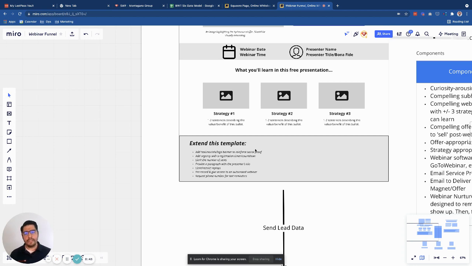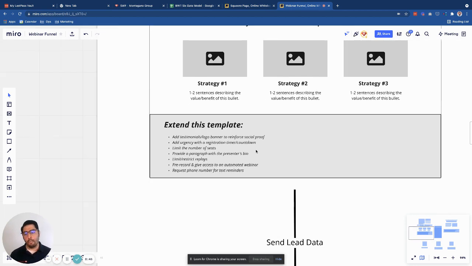Now, lots of ways to extend this template. One obvious way to extend it is to have testimonials or logo banners reinforcing social proof. In fact, social proof as a principle is almost always a good thing to have on a site if you can. Urgency with a registration timer or countdown, or scarcity. And there's a distinction between urgency and scarcity. Urgency is time bound, scarcity is quantity or inventory bound.